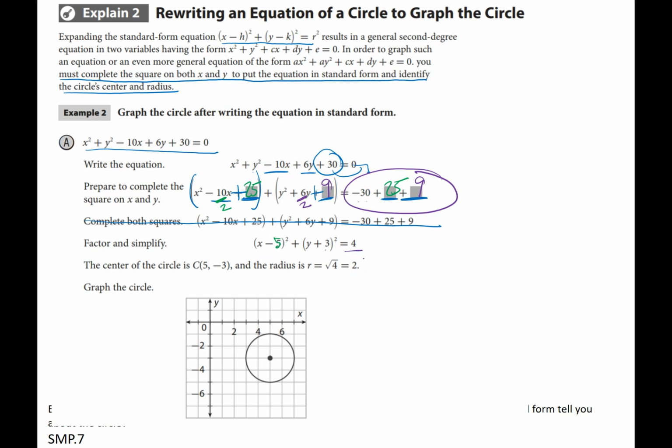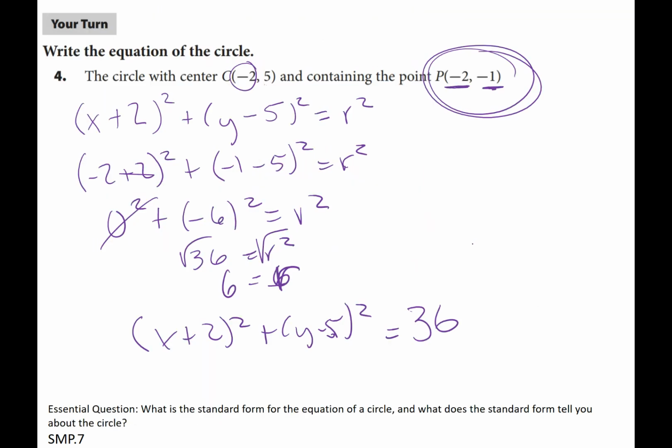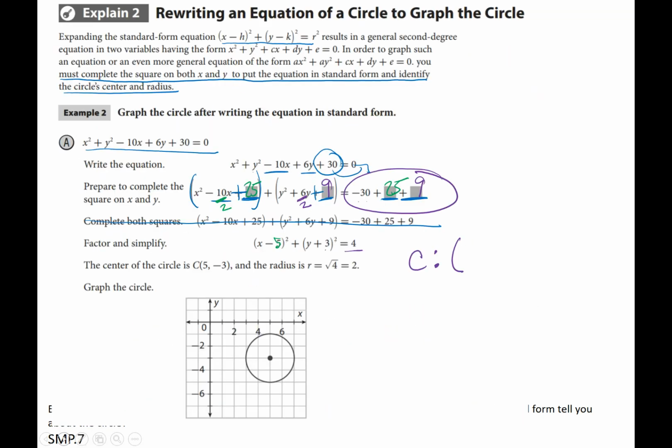So now we've had the equation of the circle. Remember, to get our center, I'm just going to abbreviate center as C. I have to change the signs coming in or out of the parentheses. So I'm going to flip this to a +5 and a -3. And then the radius, you actually want to calculate that. So to get the radius, we would take the square root of 4, which is just 2.